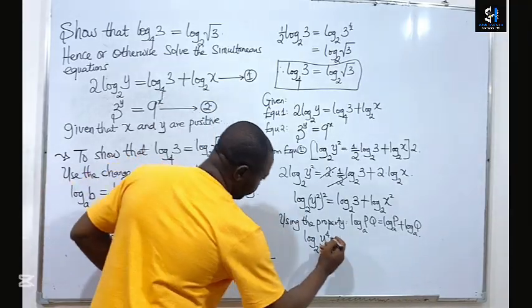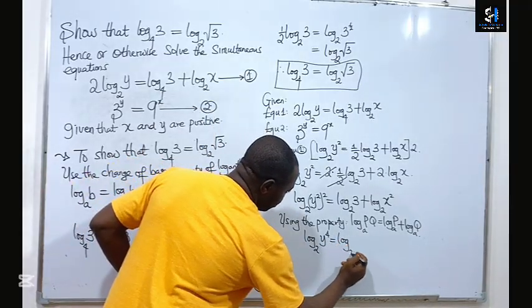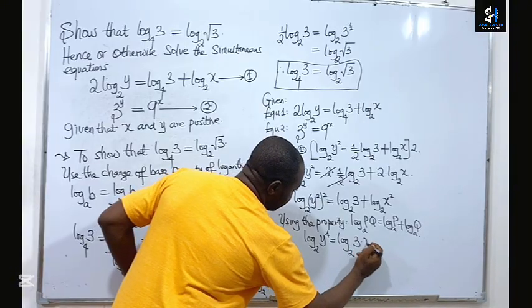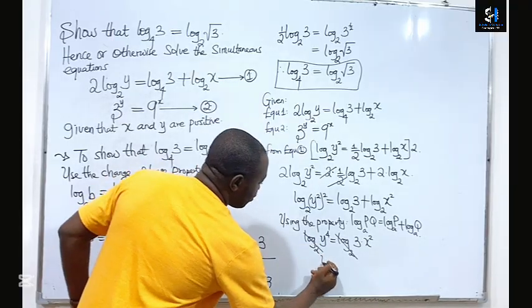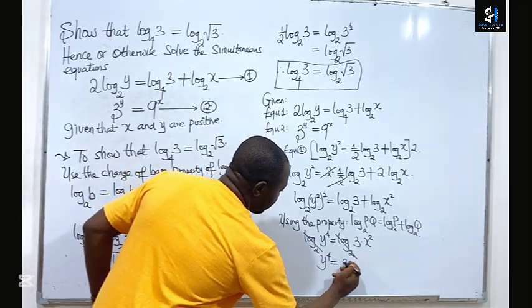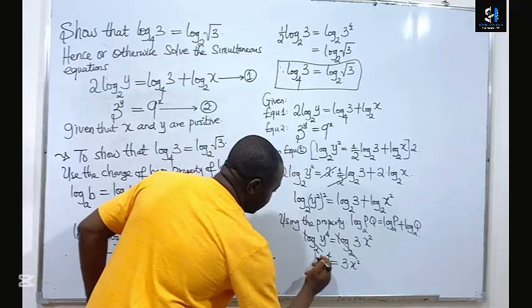2 times 2 is 4. This will be equal to log to base 2 of 3 times x squared. So this will reduce to y exponent 4 equals 3x squared.